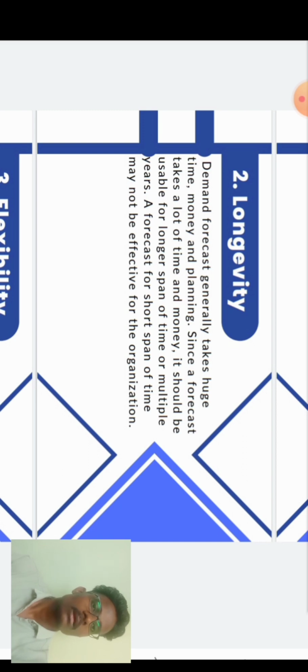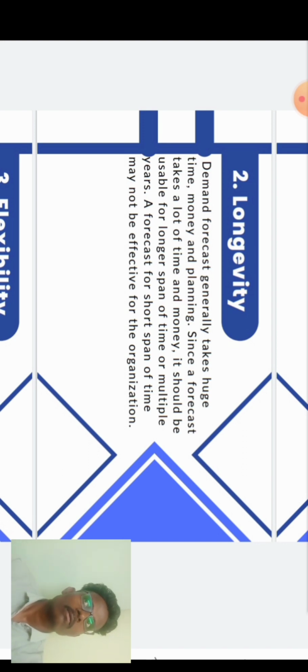Second is longevity. Demand forecasting generally takes time, money and planning. Since a forecast takes a lot of time and money, it should be viable for a longer span of time, multiple years. A forecast for a short span of time may not be effective for the organization.